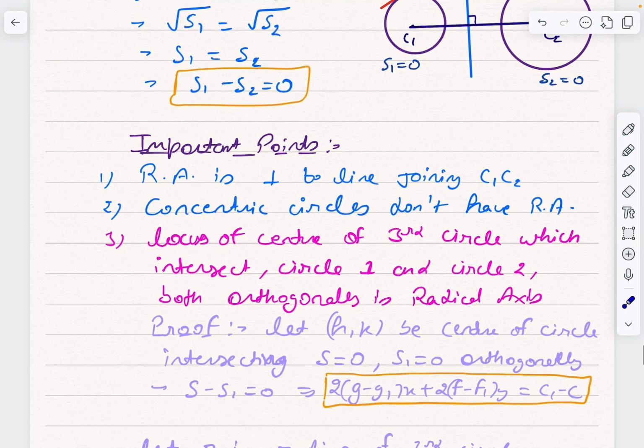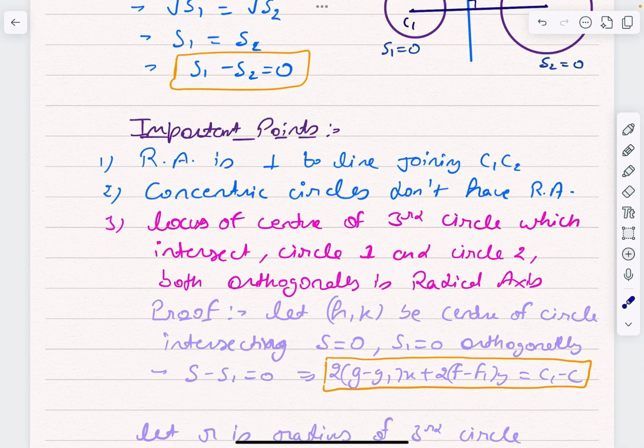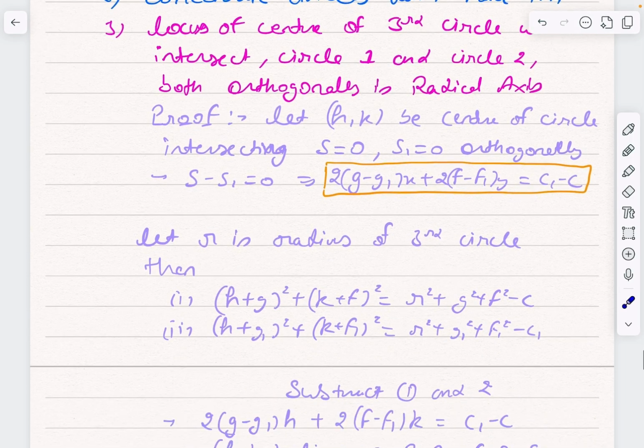Third, locus of center of a third circle which intersects circle 1 and circle 2 both orthogonally is the radical axis. So if you're looking for a circle which intersects both circle 1 and circle 2 orthogonally, its center will always lie on the radical axis. You can prove this easily, guys, see.